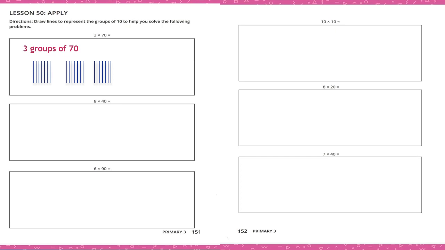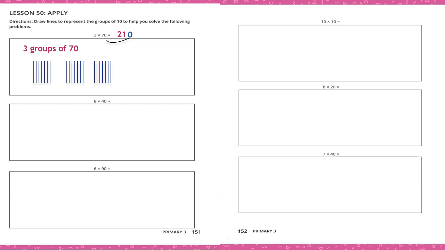I can calculate them using 70 plus 70 plus 70. Or I have another way. If I have a multiplication problem and one factor contains 0, I will take this 0 out. So 3 times 70, I will take 0 out, and the remaining will be 3 times 7. 3 times 7 equals 21. So the total product is 210.